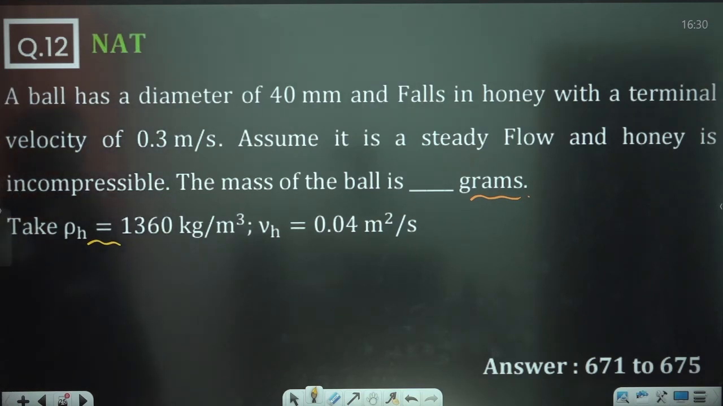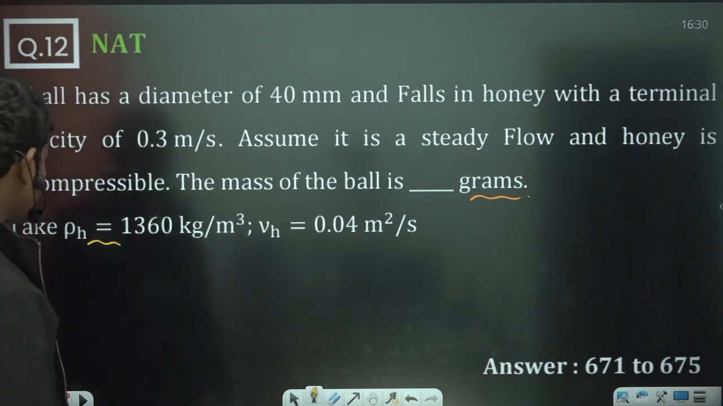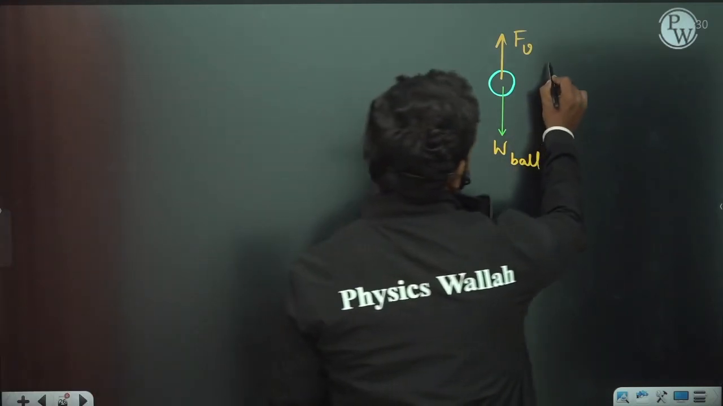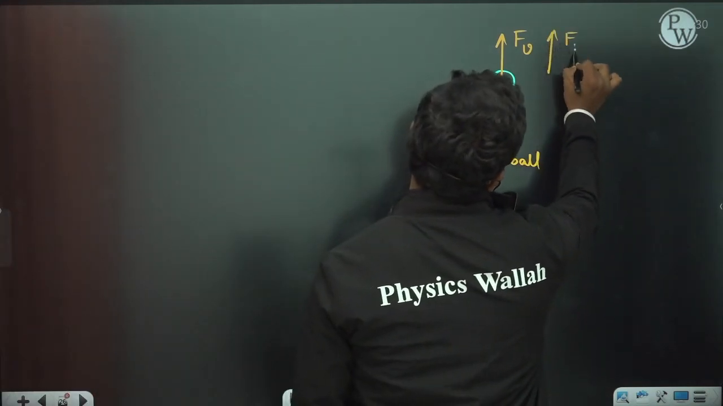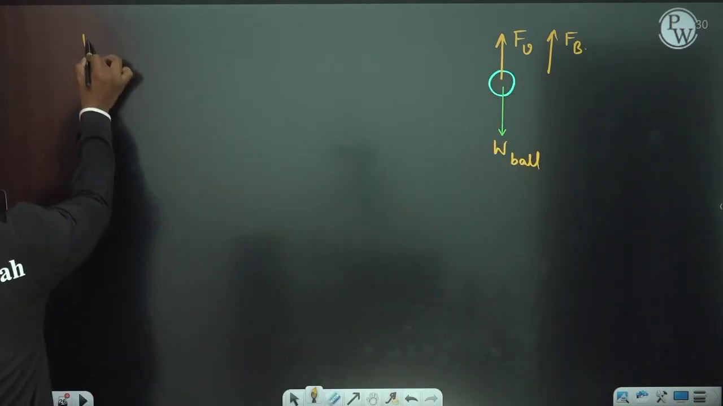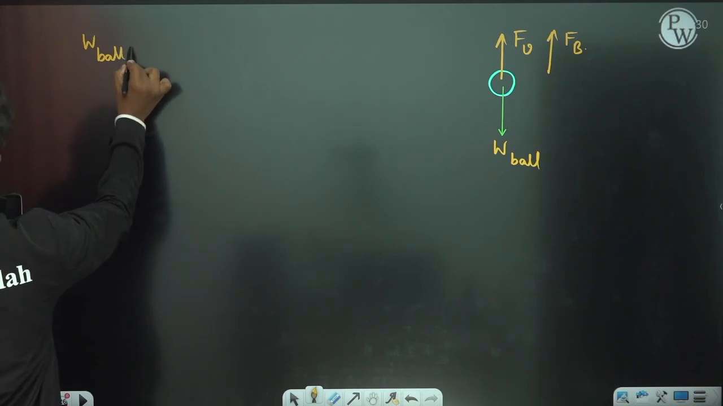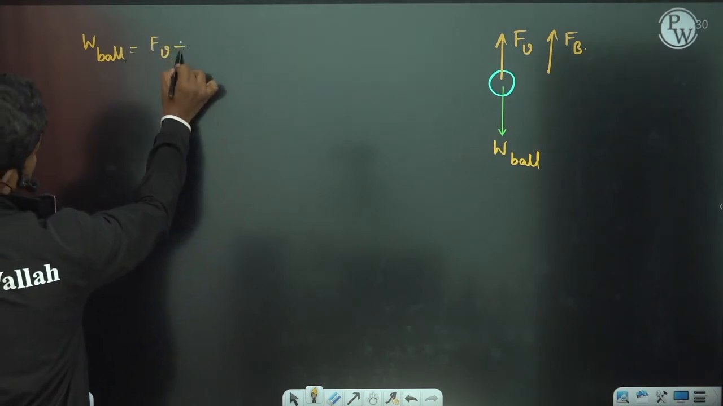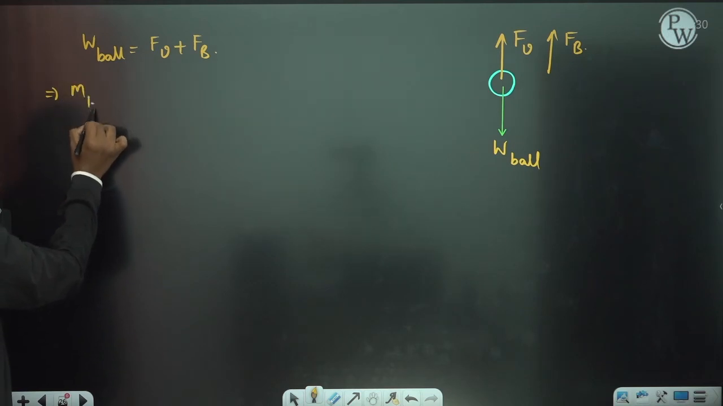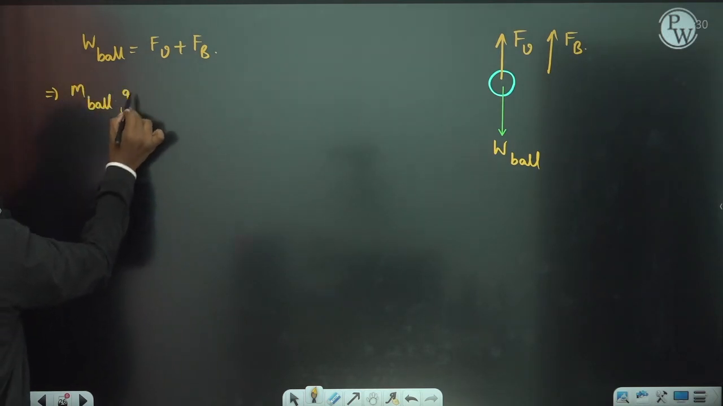The ball has a 40 mm diameter, and because the ball is traveling through the fluid, there is some buoyancy force, Fb, acting. Let us write the equilibrium. Weight of the ball is equal to viscous force plus this buoyancy force. So mass of the ball times gravity is equal to viscous force plus buoyancy.